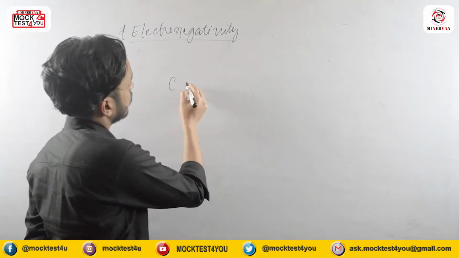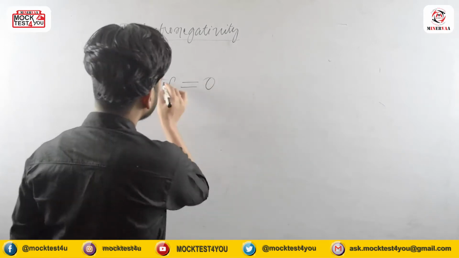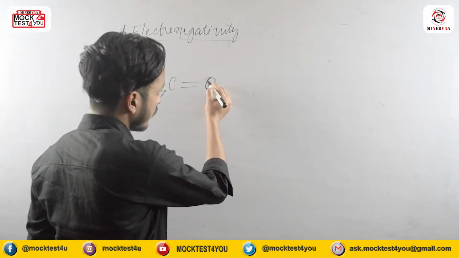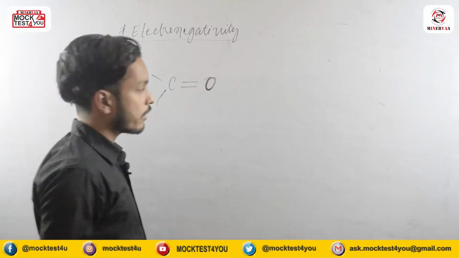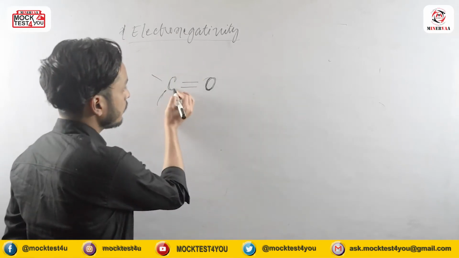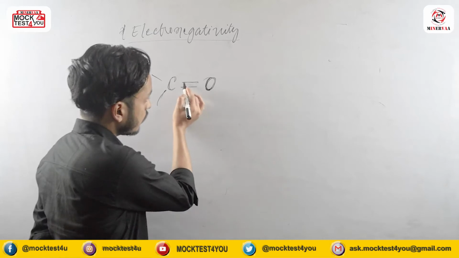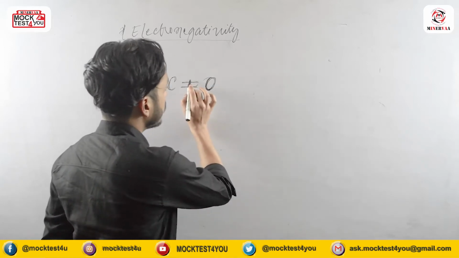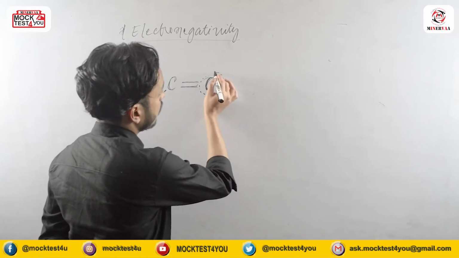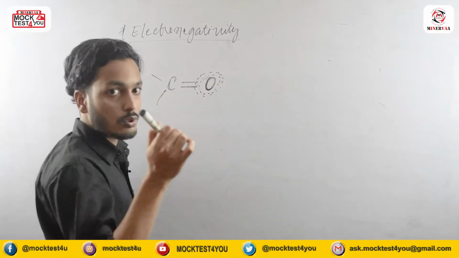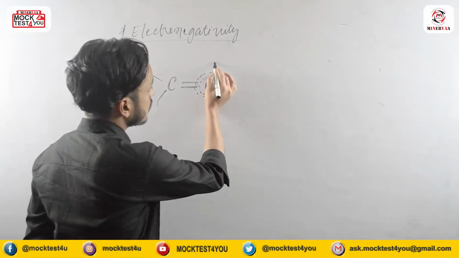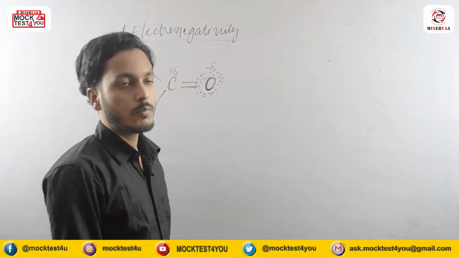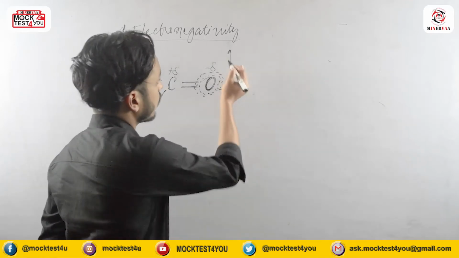Suppose I give you one example. Suppose we have carbon and double bond oxygen here. As we know, the electronegativity of oxygen is more than carbon, right? So whatever electrons are shared here, this oxygen will attract the shared pair of electrons more toward itself. So at that time, this oxygen will carry a partial negative charge and this carbon will carry a partial positive charge. That is the concept of electronegativity, okay?